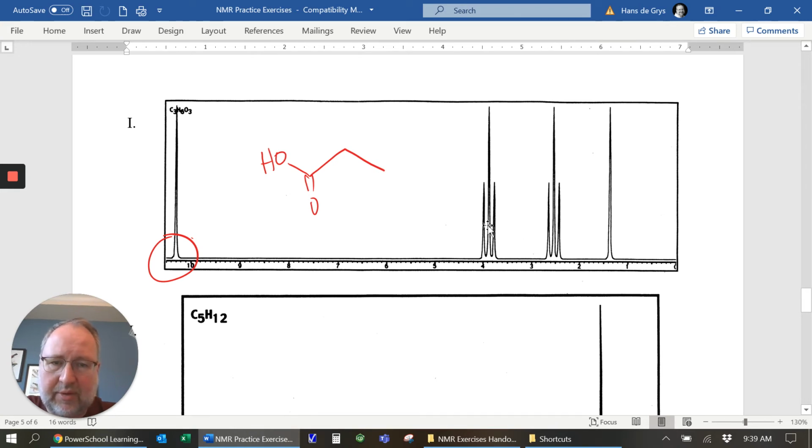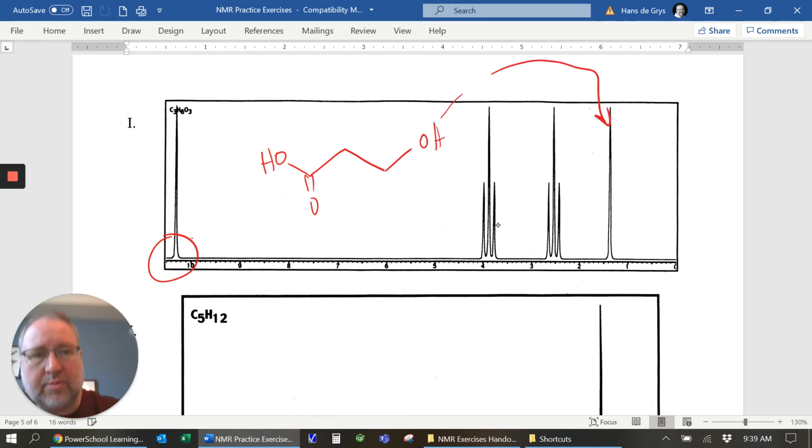These look like they're equal to each other. So I think actually if we put the alcohol here, this one is this one. And then I have 2 hydrogens here and 2 hydrogens here, each with 2 neighbors. So one is this one and one is this one. Which one is which? That's actually pretty tricky.